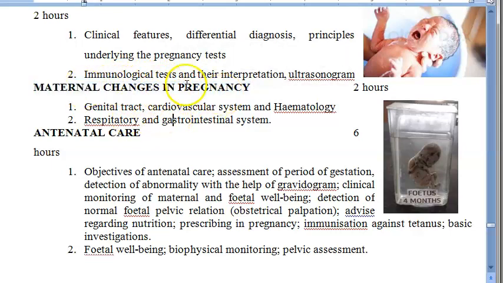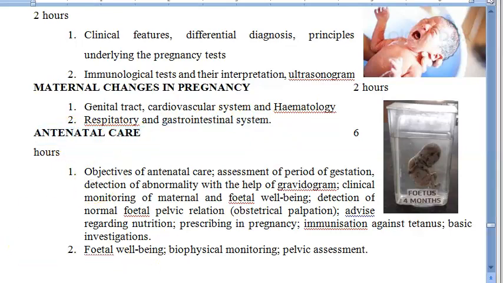Maternal changes in pregnancy, you should understand what changes to expect. Genital tract, cardiovascular system, hemodilution, etc. Hematology, what will happen to the blood, what components you expect to change. Respiratory and gastrointestinal system. Respiratory, the diaphragm, how it is getting affected. Gastrointestinal system, bowel movement, rectum, bladder, all these are affected.